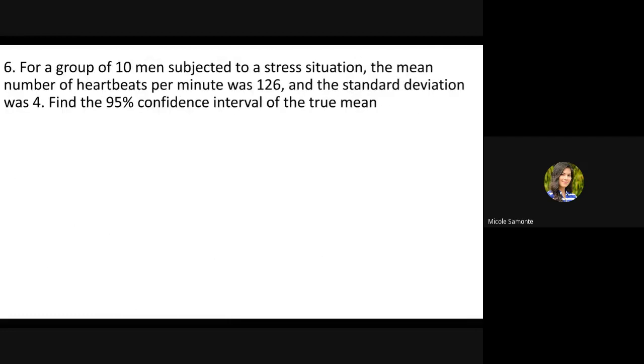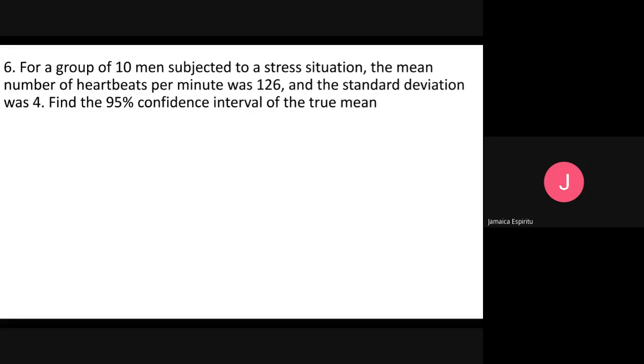For a group of 10 men subjected to a stress situation, the mean number of heartbeats per minute was 126 and the standard deviation was 4. Bilisan ko ha kasi I only have 5 minutes. Find the 95% confidence interval of the true mean. Anong gagamitin? T-test or z-test? Just type it kung t-test ba or z-test ang gagamitin.